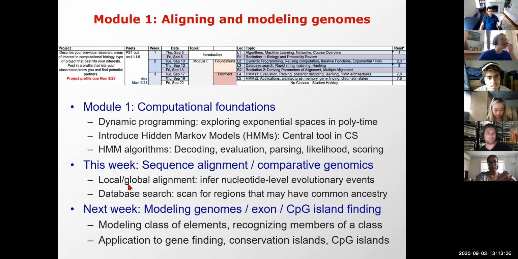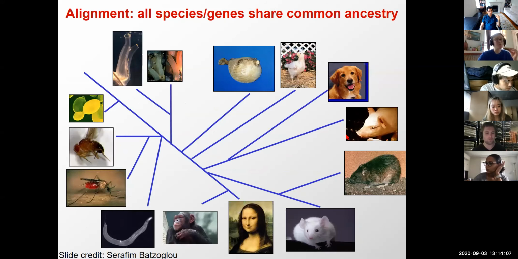We're going to look at local alignment, global alignment, and how to infer nucleotide-level evolutionary events. And next lecture, we're going to look at database search. How do we scan for regions that may have common ancestry super blazingly fast? Right now, we're going to be looking at how it's an exponential problem we're trying to solve and how we're going to solve it in polynomial time. And then next week, we're going to make it actually linear time, which is crazy. And then we're going to look at how we can model genomes with HMMs. Okay, so that's module 1.